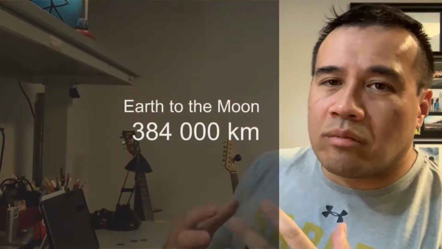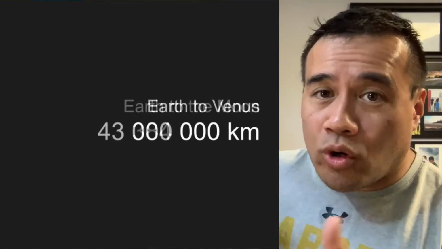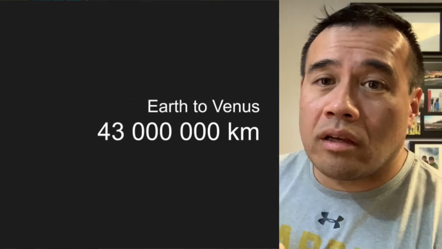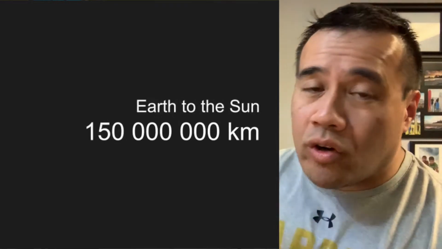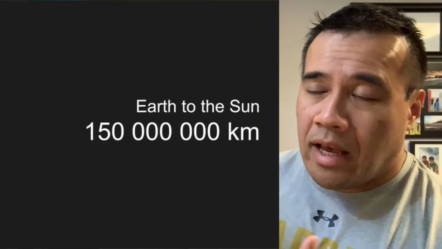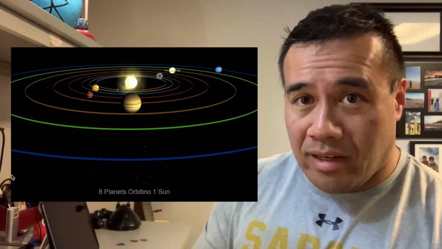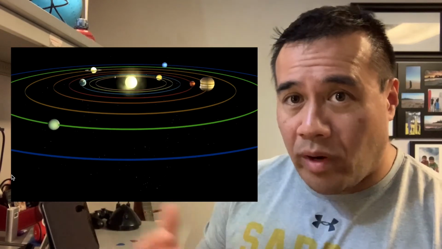Well, let's take a look at some distances in kilometers, from here, let's say, to the moon. So from here, Earth to the moon is about 384,000 kilometers. From Earth to, say, Venus is 43 million kilometers. And from the Earth to the Sun is about 150 million kilometers. These numbers are quite large, and we're just talking about distances within our solar system here, the solar system comprising of our sun and the 8 other planets that orbit around the sun.